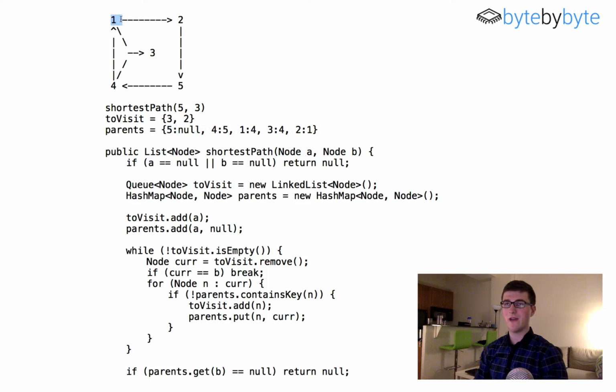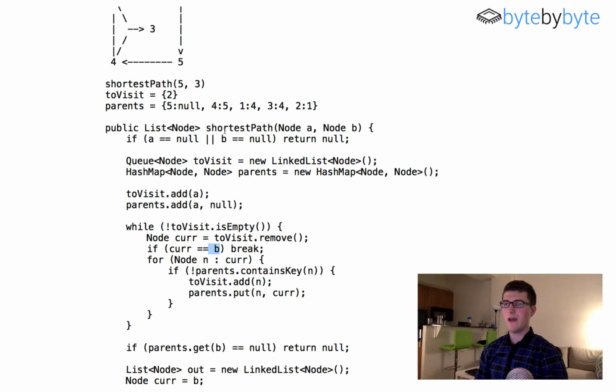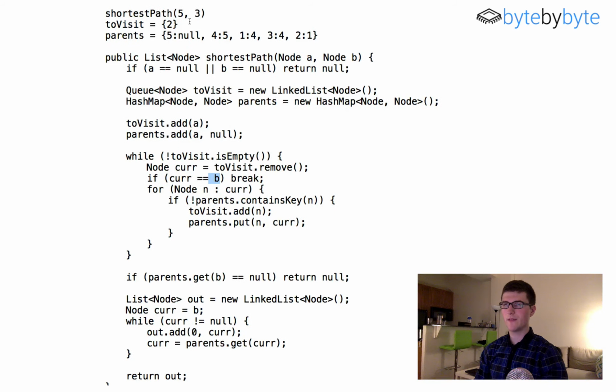So what we're going to do now is skip this last one. So we're not going to add 3 again. And then we're going to loop through one more time. We're going to remove 3, and then we're going to see that 3 is equal to B, and so we're going to break out. And now, let's come down here. So now we're not going to need to visit anymore.